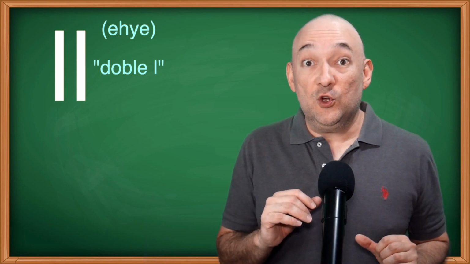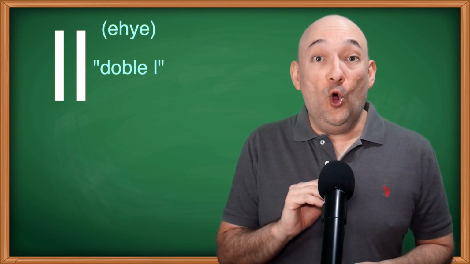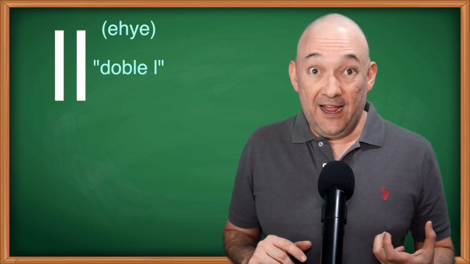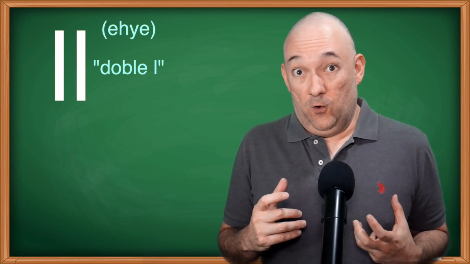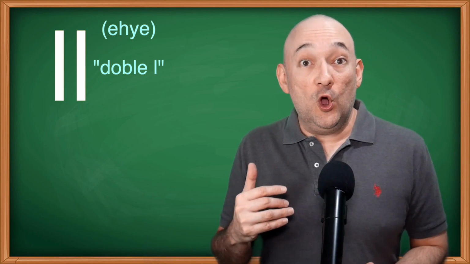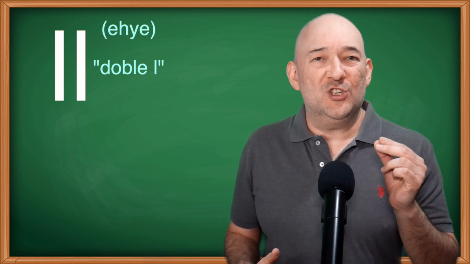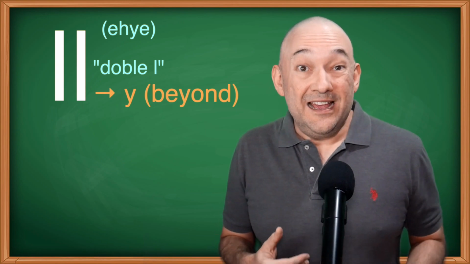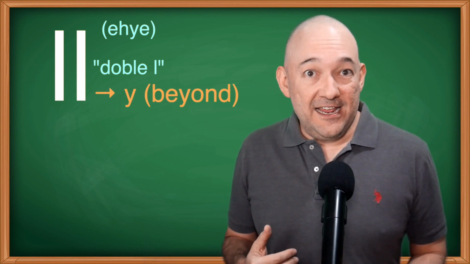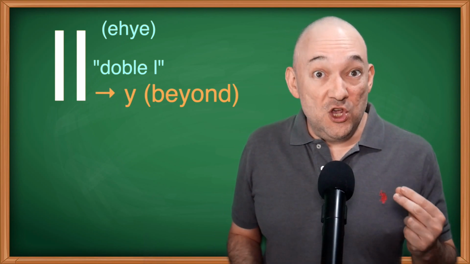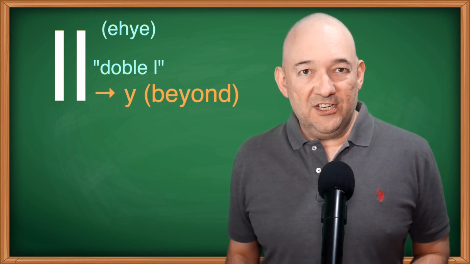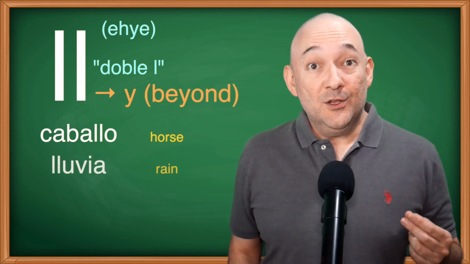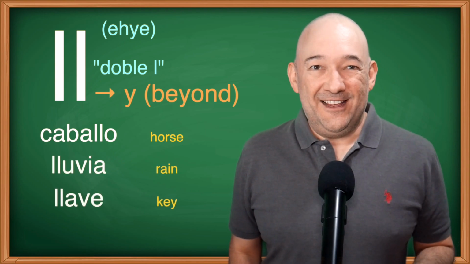This sound is called elle or double L. One more time, this is not a new letter. The elle is not a new consonant, but a new sound. And this sound is just like the Y in English in words like beyond. In Spanish, the double L is used in words like caballo, lluvia, llave.